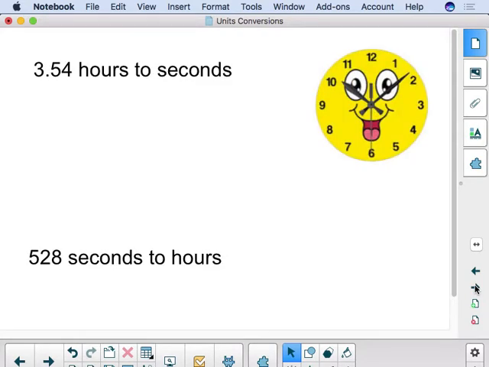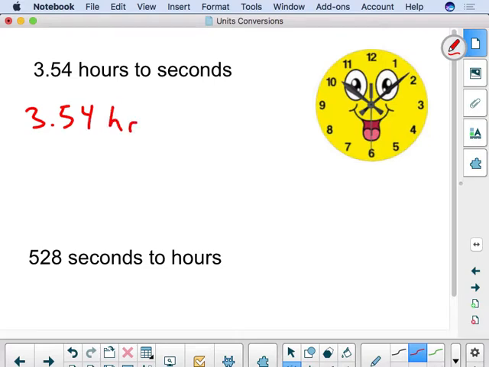Okay. That was just some basics on our things. Now let's do some of our conversions, which is what we're going to be doing today, now that we've reviewed some of our prefixes. If I have 3.54 hours, and I want to turn that into seconds, I want an answer. We're going to talk about the process. We shouldn't be reaching for calculators though.